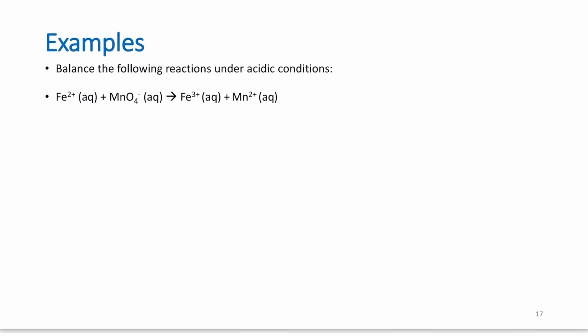Balance the following under acidic conditions. Fe2+ MnO4-, giving me Fe3+ Mn2+. So the Fe2+ is 2, Fe3+ is 3, Mn2+ is 2, and in MnO4-, each oxygen is -2. There's 4 of them, so -8. This is +7.